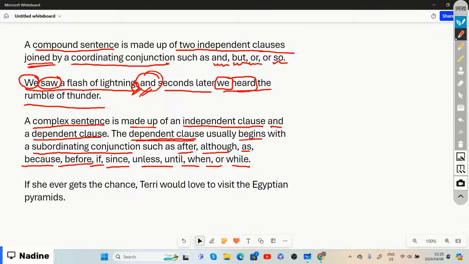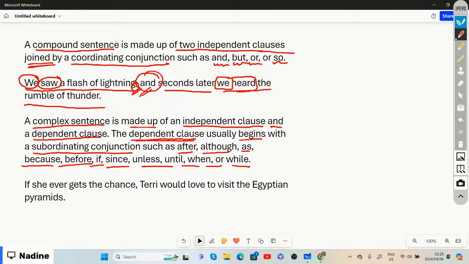And then also someone had asked about correlative conjunctions, and correlative conjunctions are also something different. That is where you use words like both and, either or, neither nor, right? Those are correlative conjunctions.